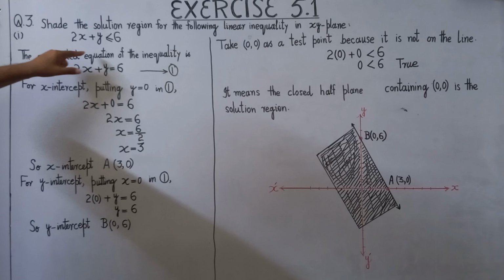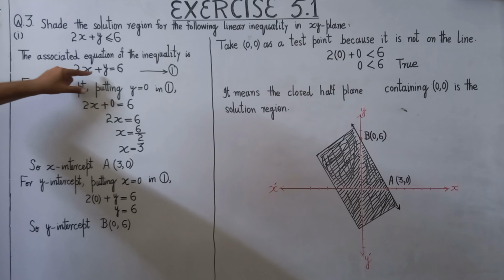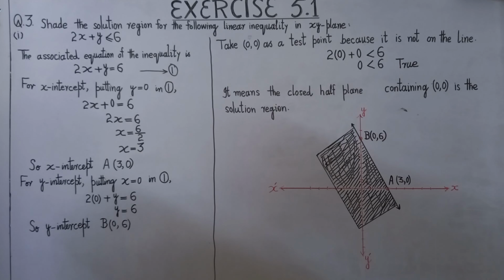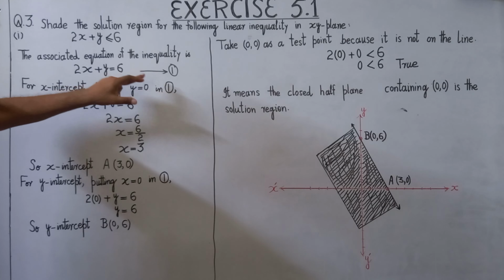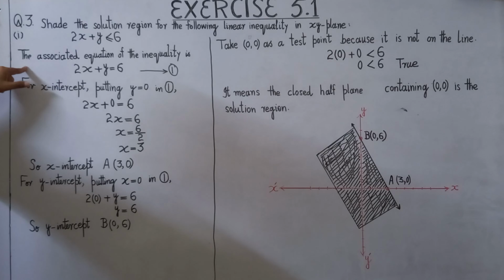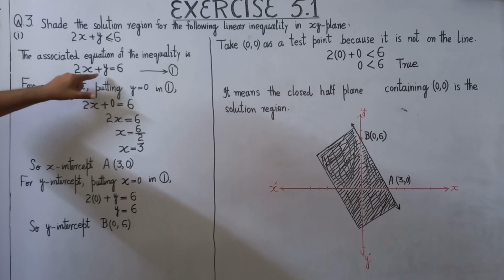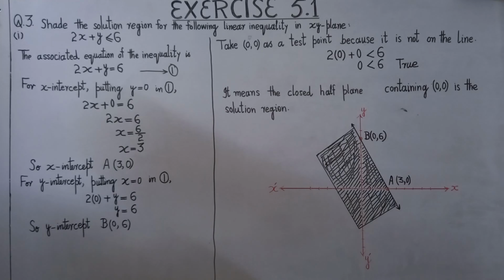The associated equation of this linear inequality is 2x plus y is equal to 6. Let it be named equation 1. You can also call it the corresponding equation of the inequality. Now you have to find intercepts, that is, the x-intercept and the y-intercept.